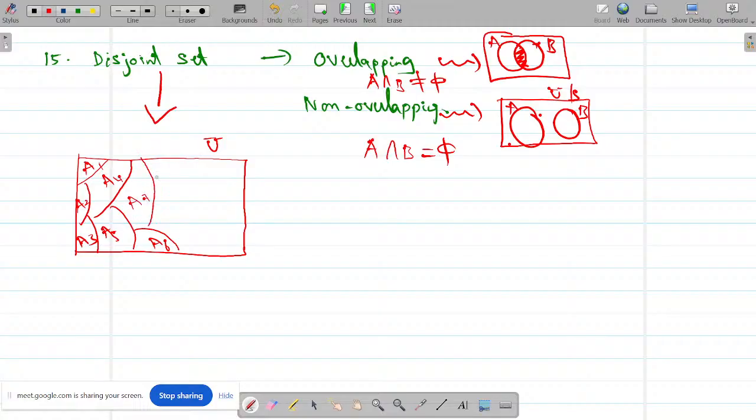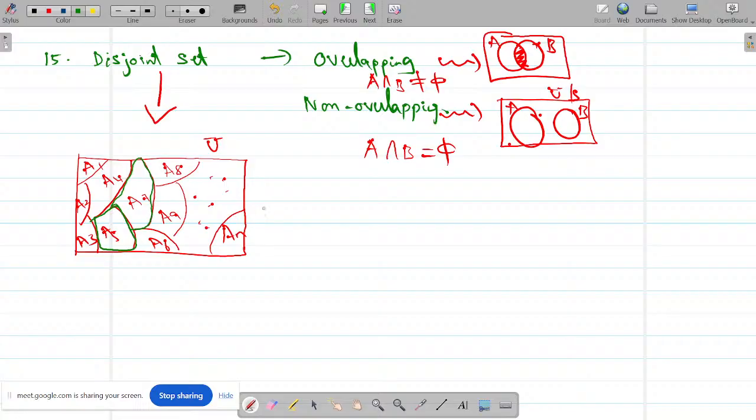A7, A8, A9, up to An. If you take a keen note, you will find that no sets are overlapping. Can you find it? For example, if I talk about A5 and A7, A5 is this area, and A7 is this area. It's not overlapping. Likewise, if you talk about any sets, nothing will overlap.